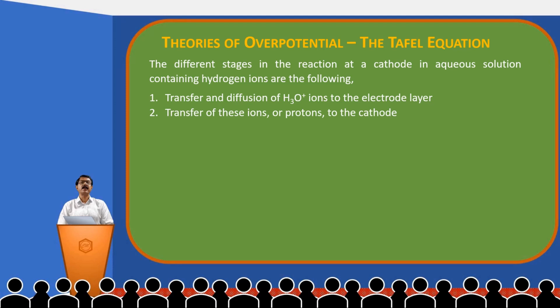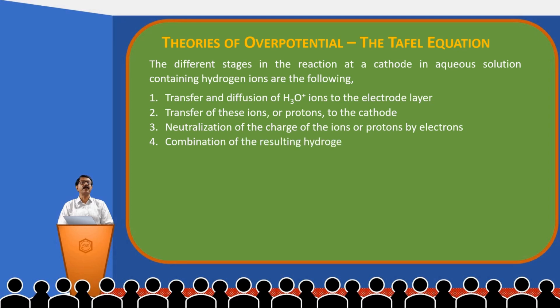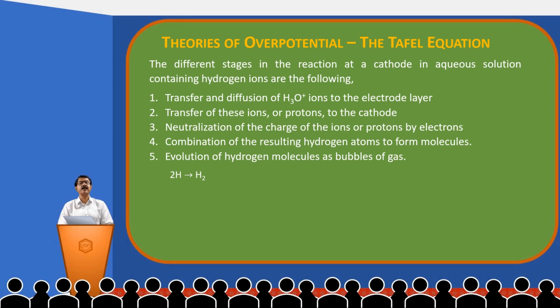After that, neutralization of the charge of the ions or protons occurs by electrons. Then the combination of resulting hydrogen atoms to form molecules. Finally, evolution of hydrogen molecules as gas bubbles. The essential factor in overpotential is stage 5, that is the gas bubble formation. This is because overpotential is related to the gas bubble formation.